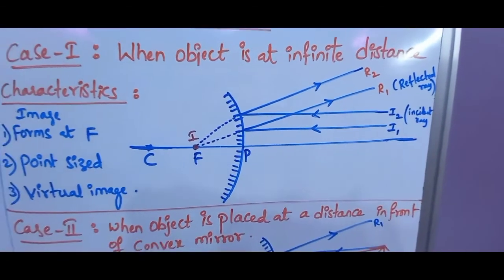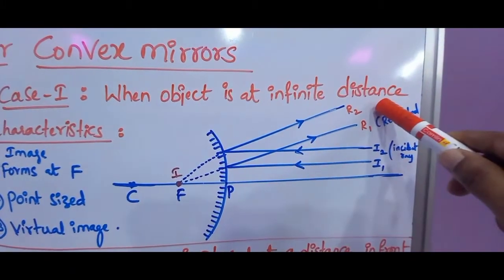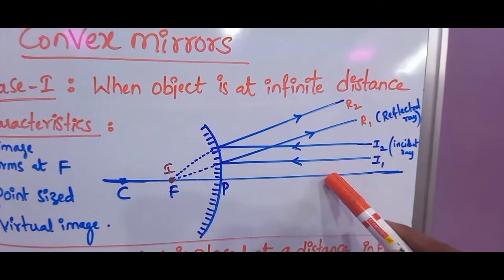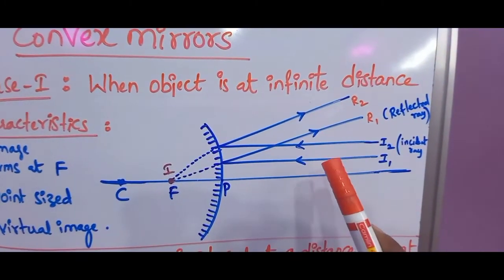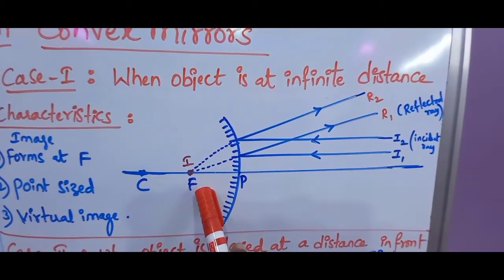Okay, children, so we have to remember that when the object is placed at infinite distance from the convex mirror, the rays which are coming from the object will be parallel to the principal axis, and therefore their image is going to be formed at the focal point, and we get the point-sized image.